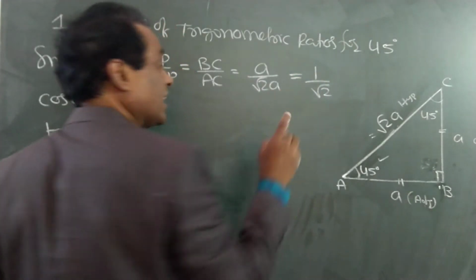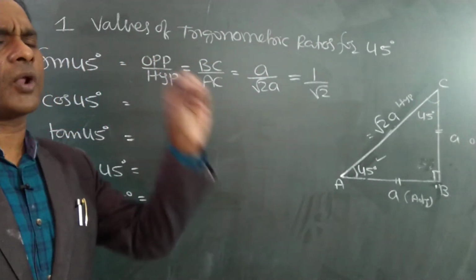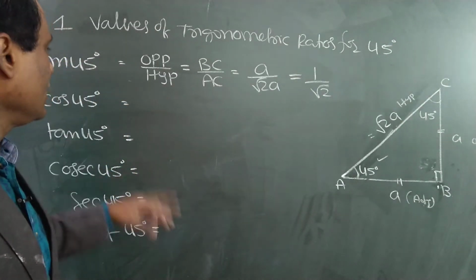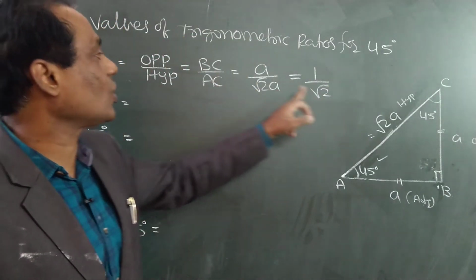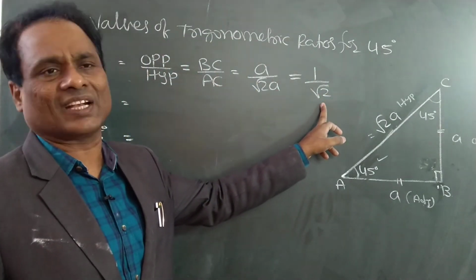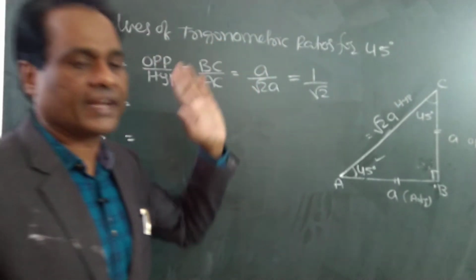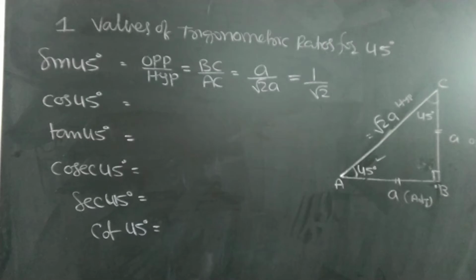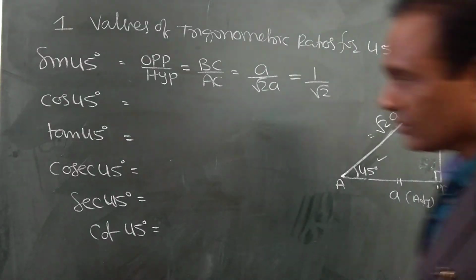So remember the sin 45 value. From here onwards, in many problems we require this sin 45. So you have to directly write, wherever you get sin 45, the answer 1 by root 2 directly. We don't derive all this every time. Wherever we get sin 45, we write 1 by root 2.